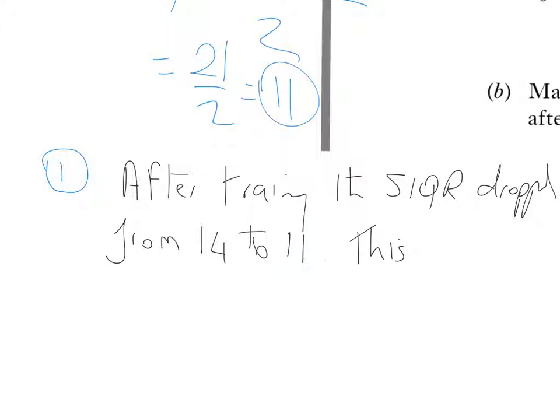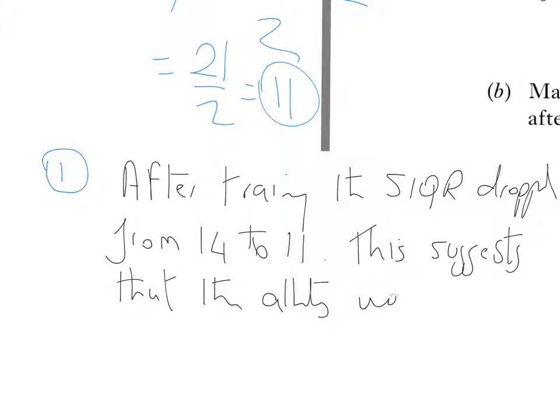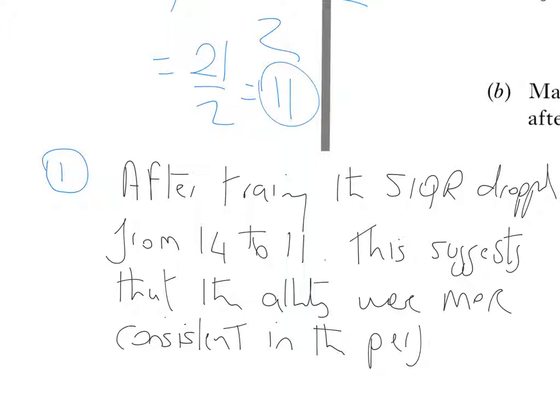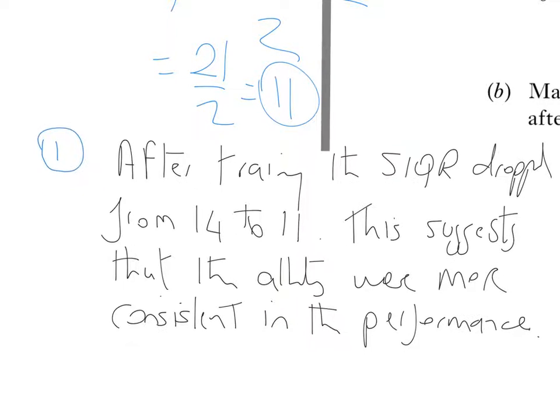This suggests that the athletes were more consistent in their performance. So the important thing there is I've made a comparison of 2 numbers. I've talked about the fact that the SIQR is to do with spread, and if there's less of a spread, there's more consistency, and I've also put in the context of the question, so that's about statement 1.